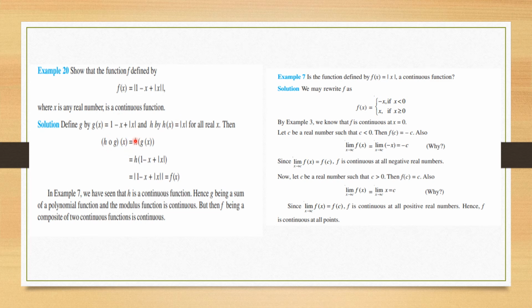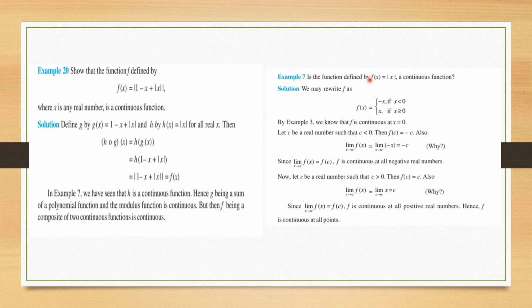h o g of x is h of g of x, that is h of this complete g of x. Inside this mod, this complete function is this, so this is h of g of x, and it turns out to be f of x. Now you know that h is continuous, since the modulus function is continuous. And g is the sum of a polynomial, 1 minus x, plus a modulus function. By the algebra of functions, the addition of two continuous functions is also continuous. So f, as the composition of two continuous functions g of x and h of x, is going to be continuous always.